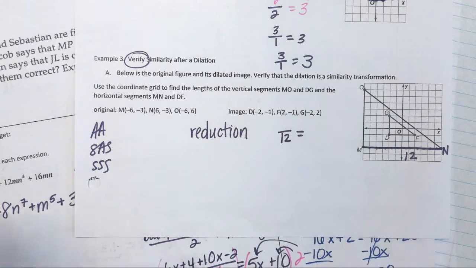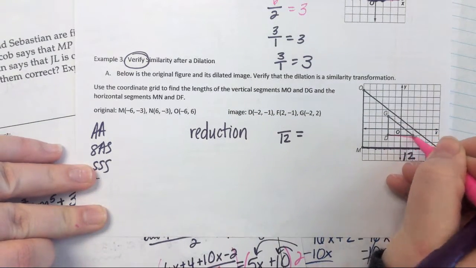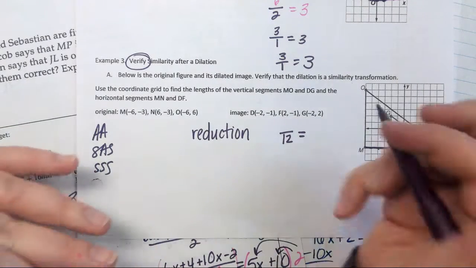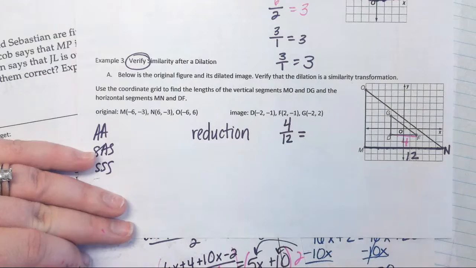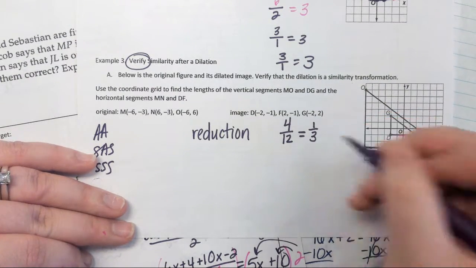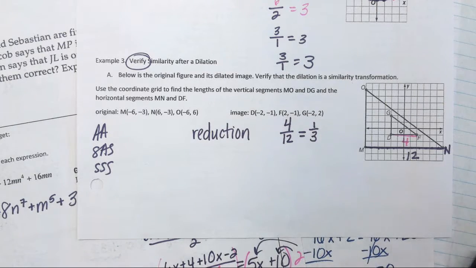Okay, and then I need to know how long DF is on the bottom. 1, 2, 3, 4. I think 4. So I have 4 over 12. What does that reduce to? 1/3. So we've checked one side.